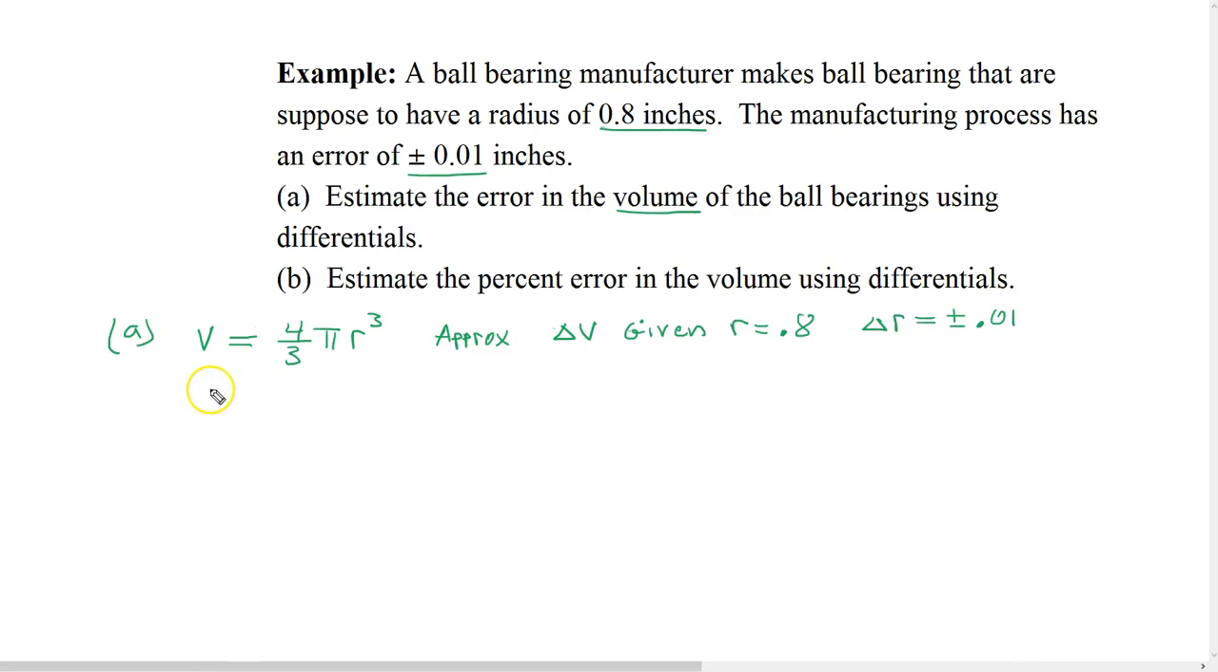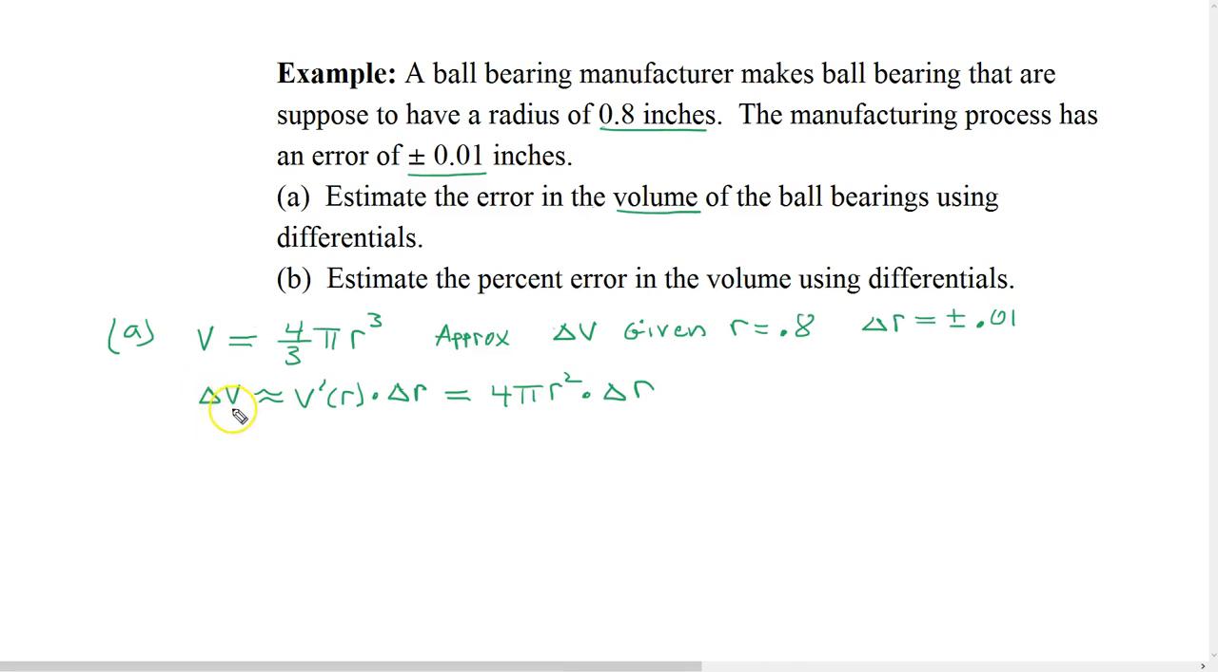Now using our approximation formula, our change in V is going to be approximately V prime of r times our change in r. We have to evaluate the derivative of this and then just plug our numbers in. So this is equal to, differentiating this, we have to drop the 3 down. That's going to cancel with this 3. We get 4 pi r squared. There's our derivative, that's V prime of r, times our change in r.